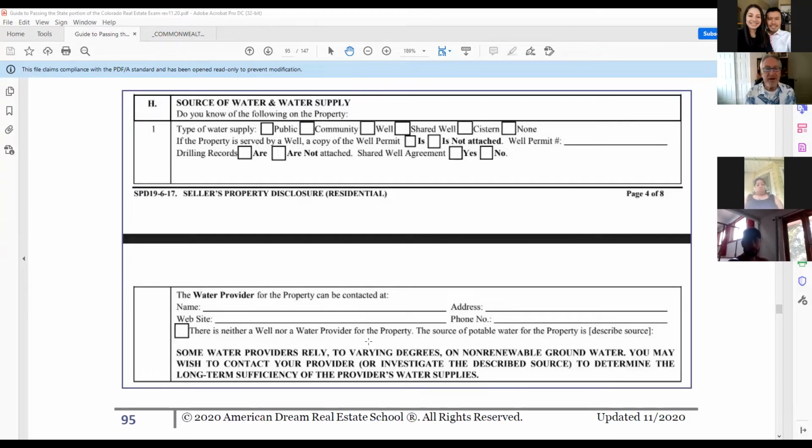Now, you can always remember that paragraph H in the seller's disclosure is for water, because water is chemically H2O, is it not? 2 parts hydrogen, 1 part oxygen. Take you back to grade school science. H2O, that's how you can remember paragraph H in the seller's property disclosure discloses the supply of water. Okay, but it's got to be completely filled out.